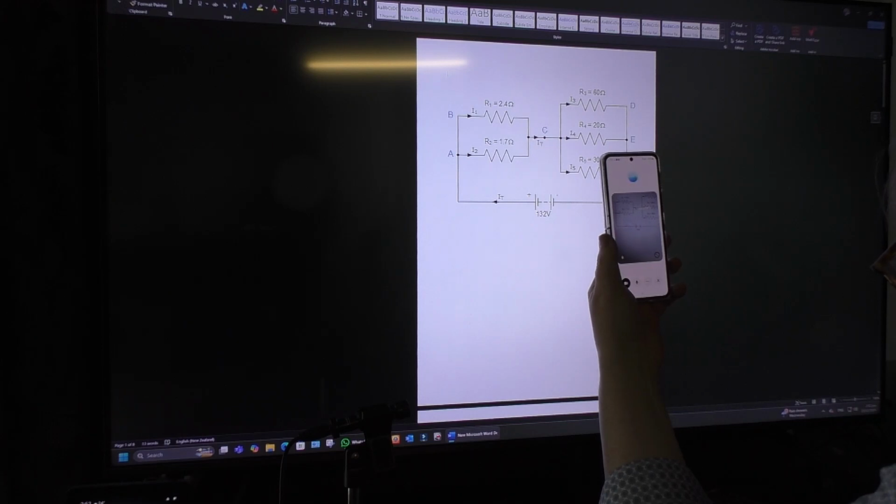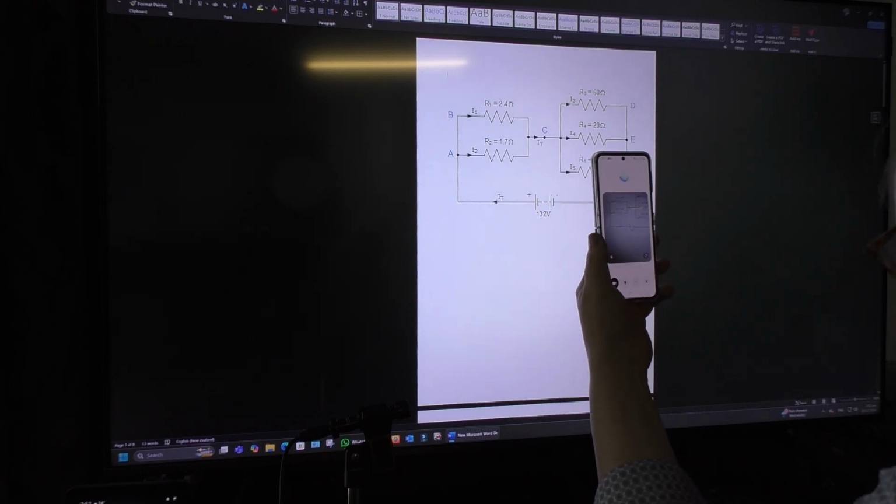To find I1 and I2, I1 is 32 volts over 2.4 ohms, and I2 equals 40 amps between these resistors. But since IT is the combined current, we should actually calculate the voltage across the parallel combination first, and then distribute the current accordingly. Let's recheck if you'd like the precise values.